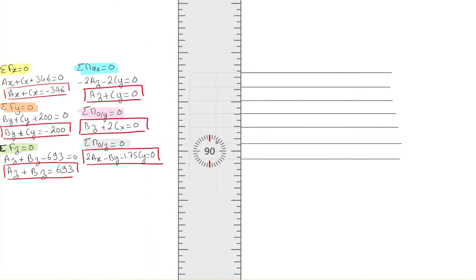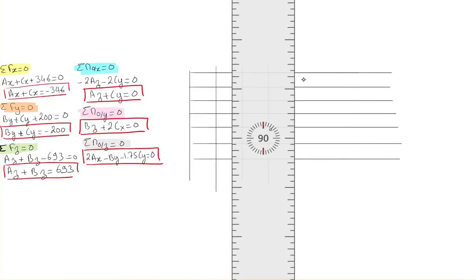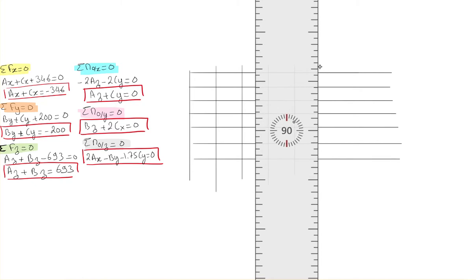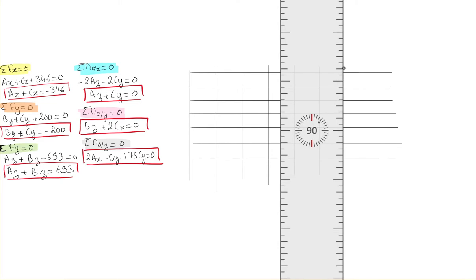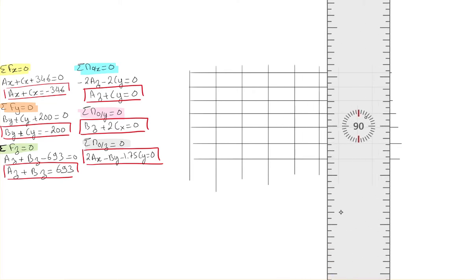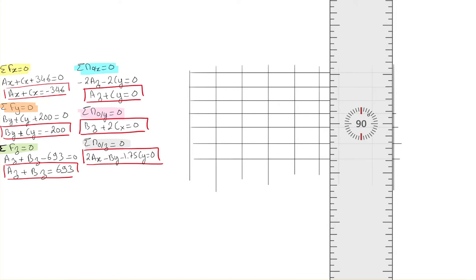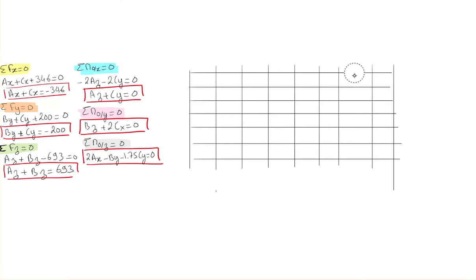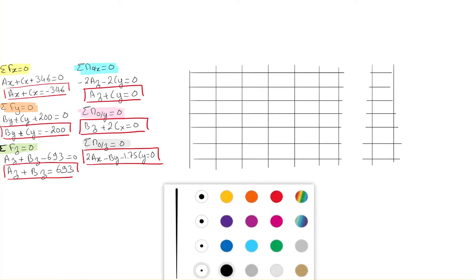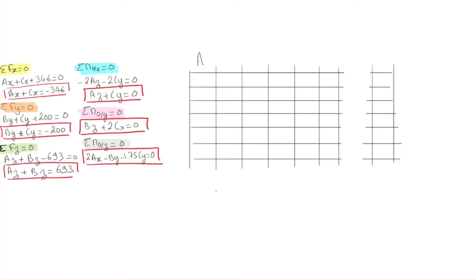1, 2, 3, 4, 5, 6, and the 1 will be equal to the right. Okay, let's clean this up a bit. So I will put everything that is in front of the AX, CX, BY, CY, AZ, and BZ, and there is everything. And I will invert this matrix and I will multiply by this one.